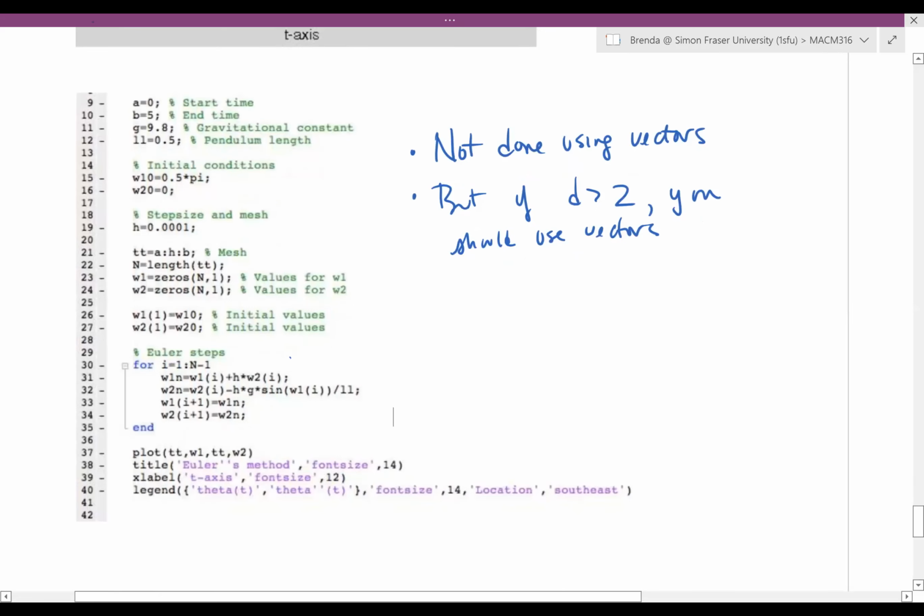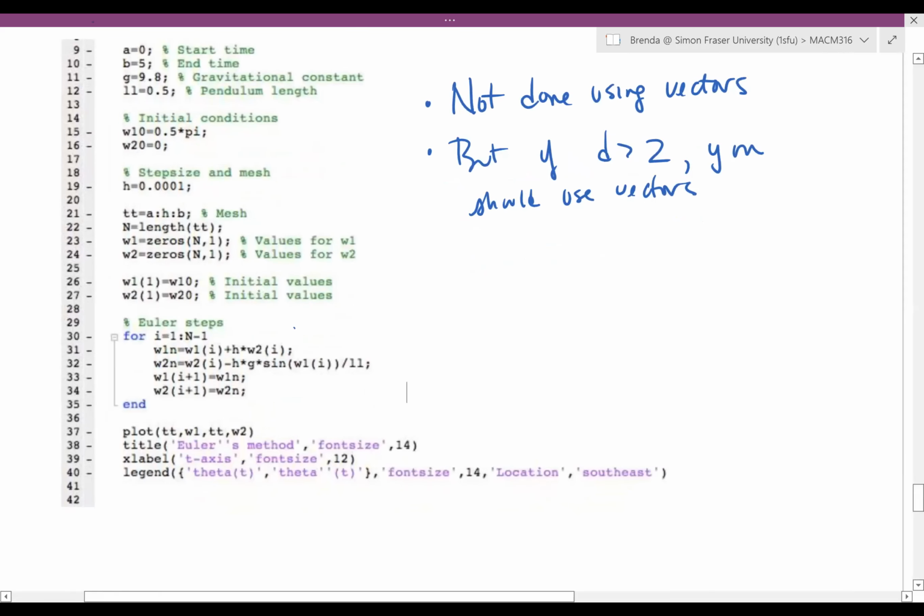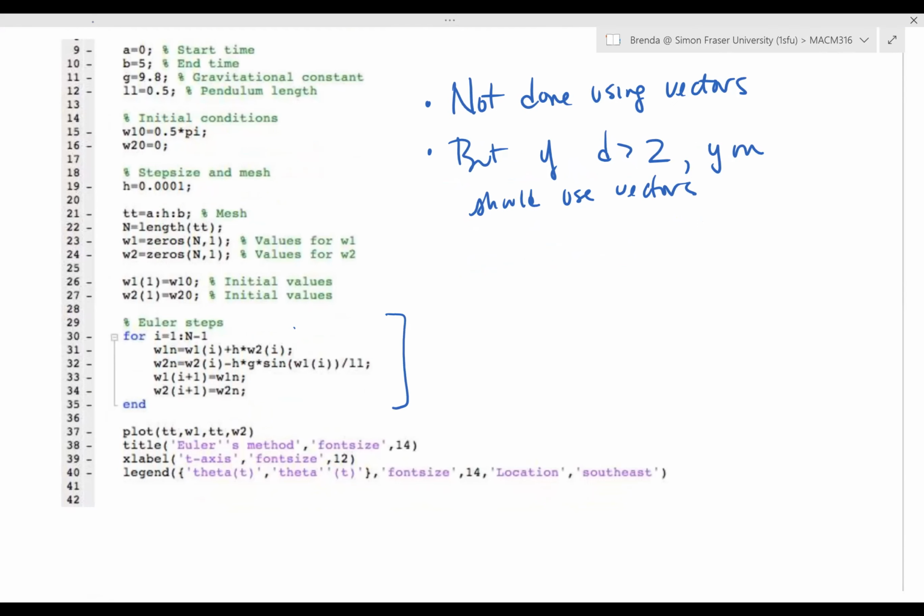So you've got your initial conditions, a set step size, you have a mesh that you want to work on, and then you simply go through and make all of those calculations. One step right there.